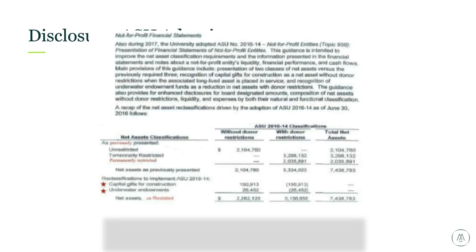So here's an example of how you might present any reclassifications due to implementing the new standard. Sorry, it might be a little fuzzy, but down there in the bottom there's little stars. And here we're reclassifying out of with donor restriction to without donor restriction used for the placed-in-service approach of PP&E, and we're also reclassing any underwater endowments, which I'll get to in a little bit here. So the total net assets, as restated, would tie to your statement of financial position.